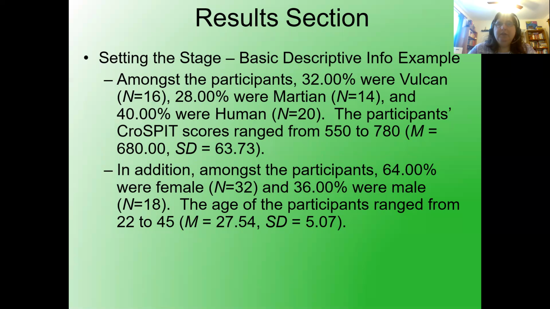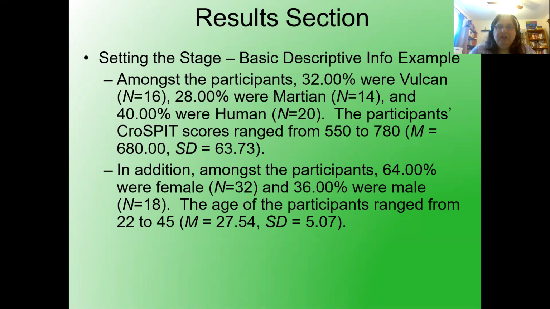Now we're going to discuss the dependent variable. The participants' CroSPIT scores, and that's cross-species intelligence test, range from 550 to 780. M equals 680, SD equals 63.73. So here we're just telling you the range of the dependent variable scores along with the mean and standard deviation.